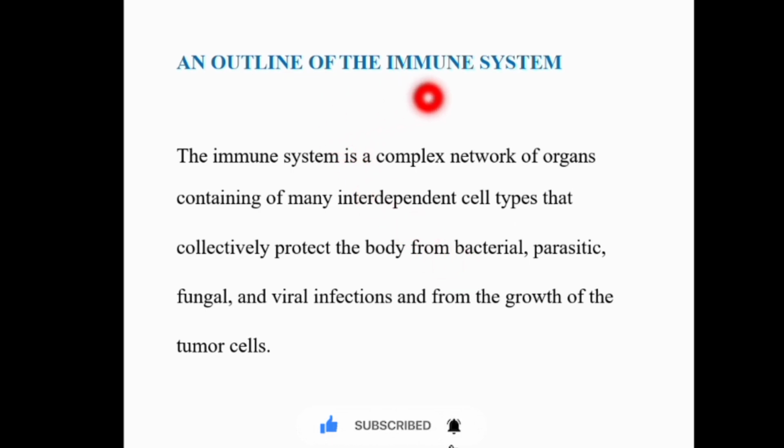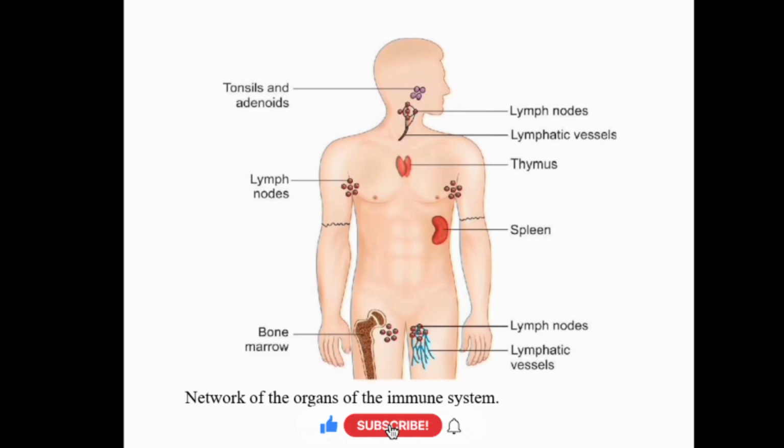An outline of the immune system. The immune system is a complex network of organs containing many interdependent cell types. Interdependent cell types means there are macrophages, lymphocytes, neutrophils, eosinophils, dendritic cells that collectively protect the body from bacterial, parasitic, fungal, and viral infections and growth of tumor cells. You can see the network of organs of the immune system: tonsils and adenoids, lymph nodes and lymphatic vessels, thymus, spleen, and bone marrow.